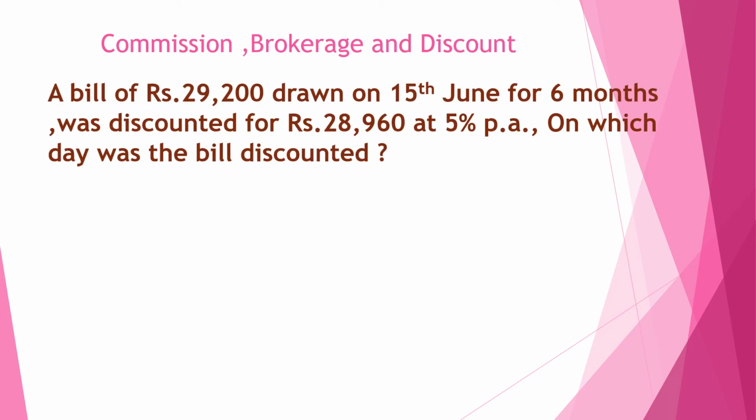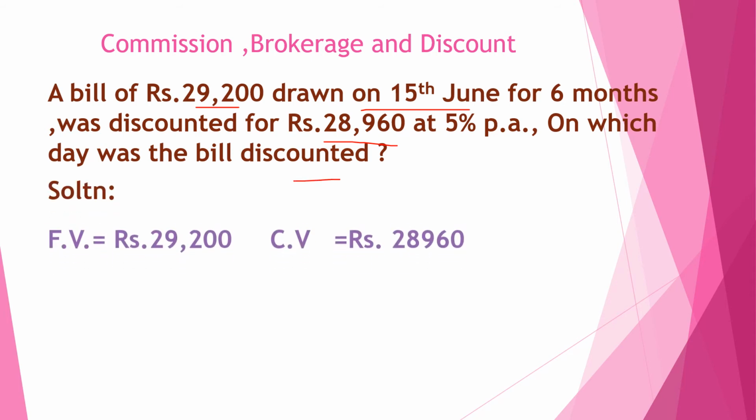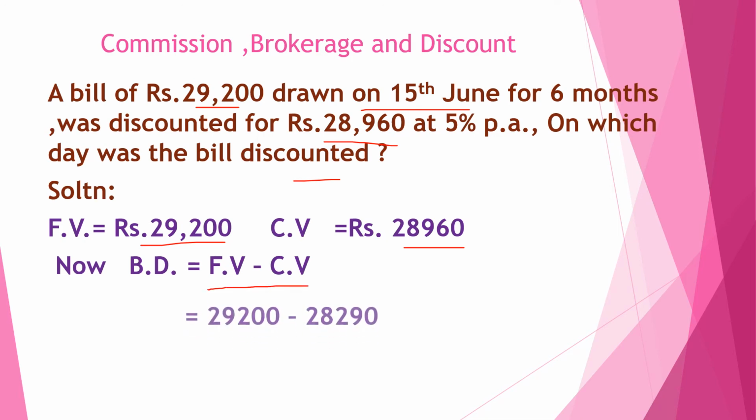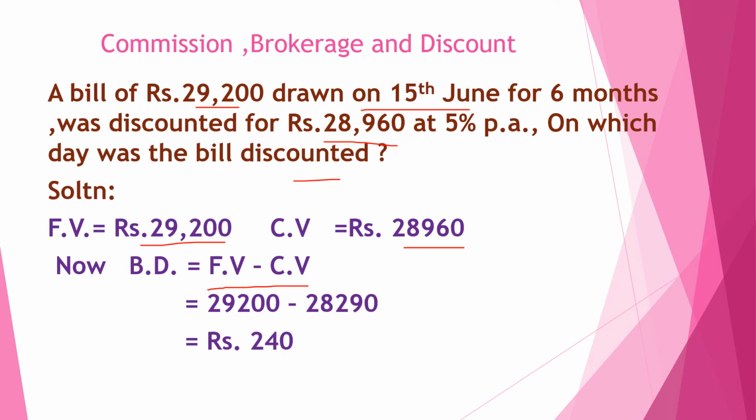A bill of 29,200 drawn on 15th June for 6 months was discounted for 28,960. On which date was the bill discounted? So face value is 29,200, CV is 28,960. Banker's discount is face value minus CV, that is 29,200 minus 28,960. Subtract both, and we get 240 over here.